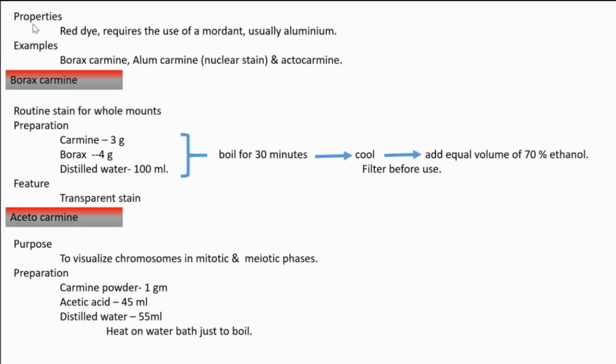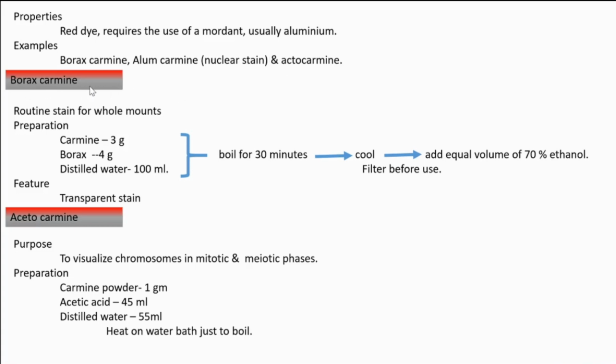The main property of the stain is that it is a red dye, and this dye also requires the assistance of a mordant, usually aluminium, for binding with the specimen. Examples of carmine stain are borax carmine, alum carmine, and acetocarmine. So we are going to see about each type of carmine stain.